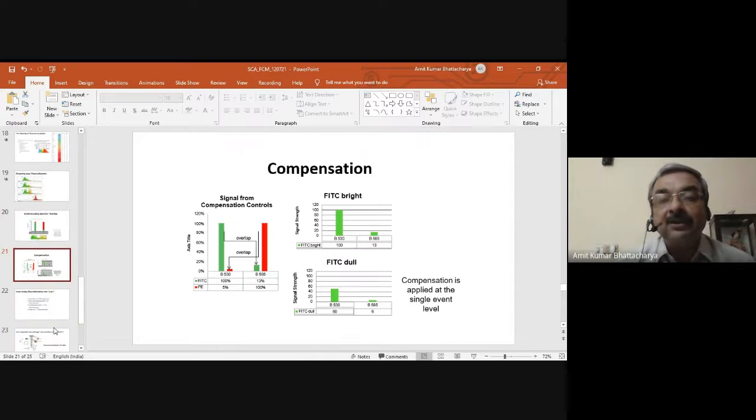And this is what this slide is telling you about: compensation. You determine how much of the signal from the first dye is creeping into the detector of the second dye, and digitally subtract that light from the signal coming to the second dye. There's a way to do it, and that digital subtraction of the contaminating light is called compensation.